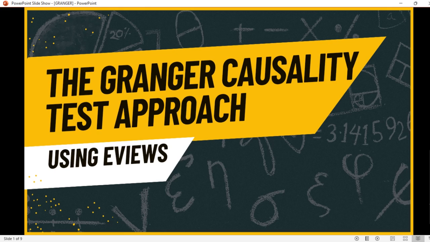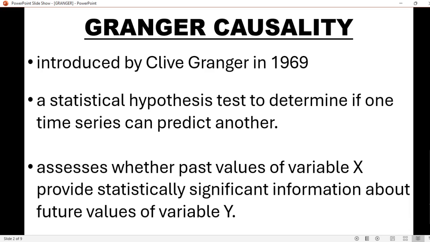We're going to be looking at the Granger Causality test approach using Eviews. The Granger Causality test was introduced by Granger in 1969, and it is a statistical hypothesis test to determine if one time series can predict another. Also, the Granger Causality test assesses whether past values of variable x provide statistically significant information about future values of variable y.